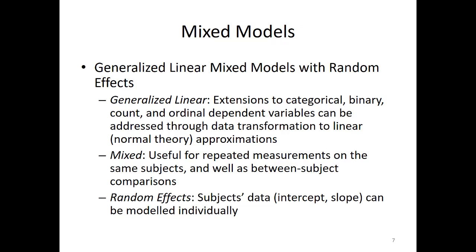So skipping quickly to the point I want to make in the discussion, we will more typically approach these types of data using something called a generalized linear mixed model with random effects. The generalized linear refers to the fact that we can analyze not only normally distributed interval ratio data, but we also can accommodate categorical binary count data and ordinal data by transforming these data to linear approximations.